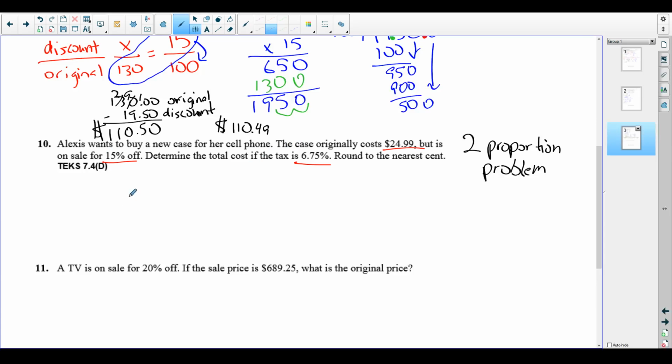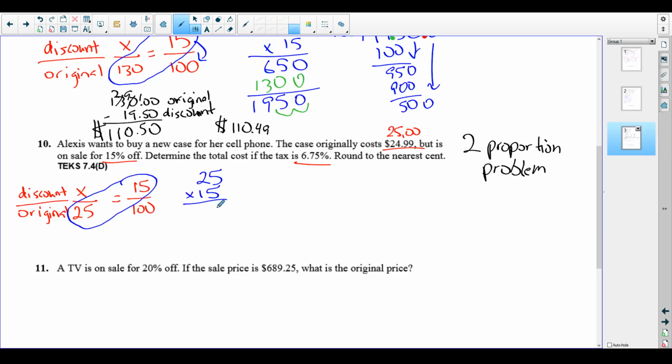Okay, so we're going to start with our discount. So 15% out of 100, and x over, and again, $24.99. Let's just call that 25 even. So we call this the discount and original. Okay, so 25 times 15. This is 25, 12. This is 375. And then we divide by 100. So we're going to move the decimal over two places.